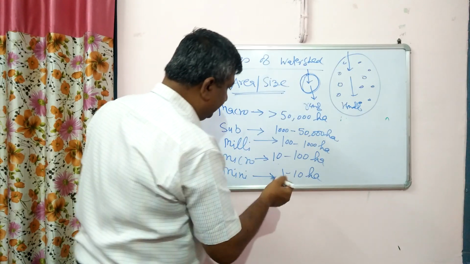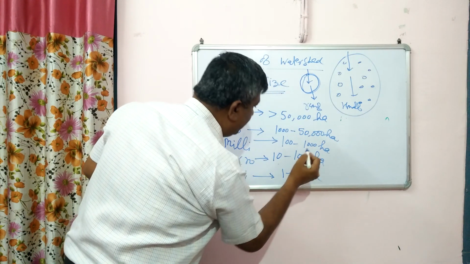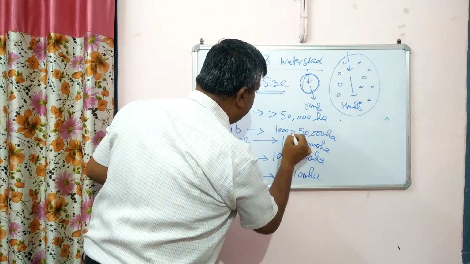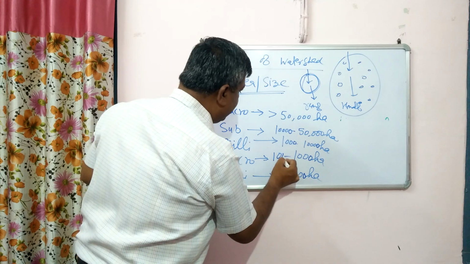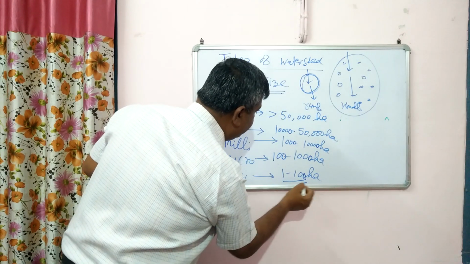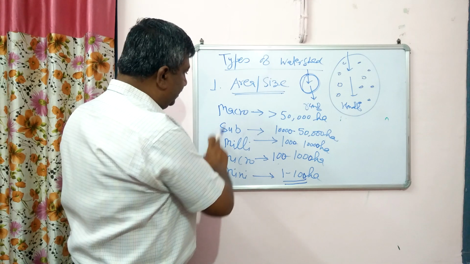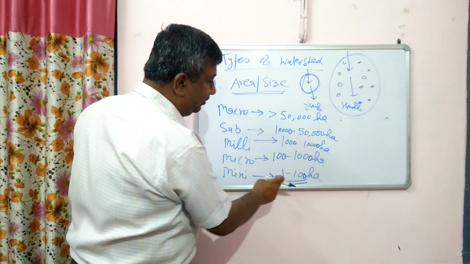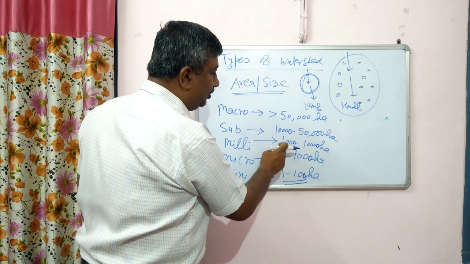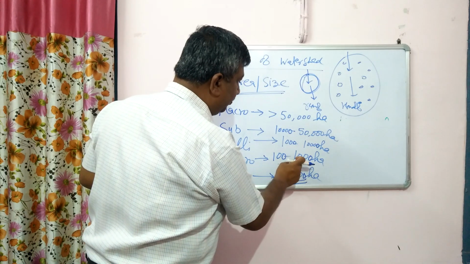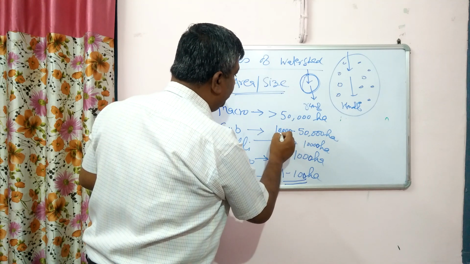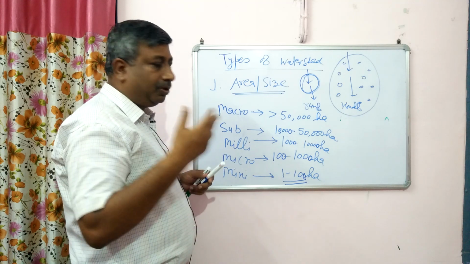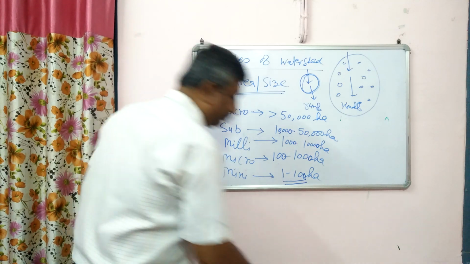Actually, this is 100 hectare, 1000 hectare, 10,000. This is 10,000 hectare. Please correct it. It is 1 to 100 hectare. इसको करेक्ट कर लीजिएगा. मैक्रो वाटरशेड, सब वाटरशेड, मिली वाटरशेड, माइक्रो वाटरशेड, मिनी वाटरशेड. It is 1 to 100, then 100 to 1,000, 1,000 to 10,000, 10,000 to 50,000. So this is the classification on the basis of area.